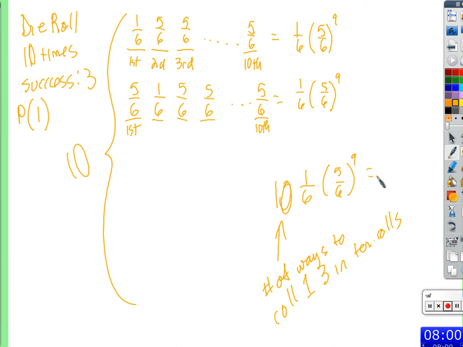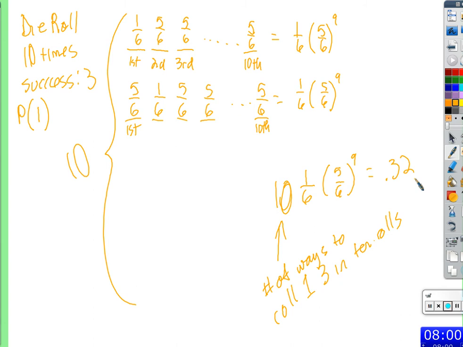So this is the number of ways you can get one 3 in 10 rolls. This is the probability that you'll get that 3. This is the probability that you'll get those 9 not threes. Not necessarily in a row, but they're all there. All those factors of 5/6 exist. They're going to get multiplied by themselves 9 times. So it comes out to 0.32, you said? Not 0.33? Not rounded up? Okay.